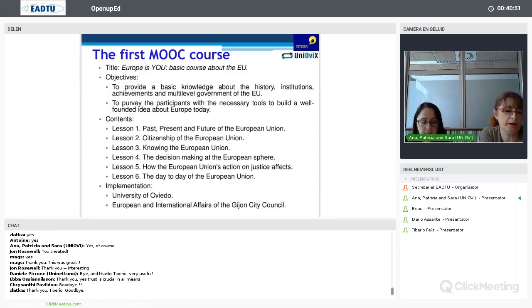in order to provide the participants with the necessary tools to build, with a critical spirit, a well-founded idea about Europe today. It has the following content: past, present, and future of the European Union, citizenship of the European Union, knowing the European Union, the decision-making, how the European Union action on justice affects, or the day-to-day of the European Union. It has been implemented by the University of Oviedo and the European and International Affairs of the Gijón City Council.